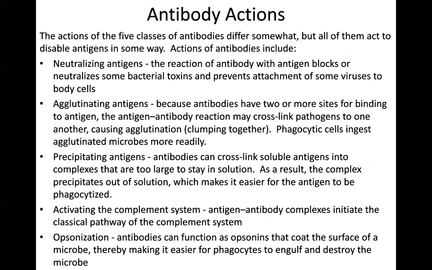Agglutinating antigens. We talked about agglutination the other day with regards to red blood cells when we were talking about blood typing. Kind of the same situation occurs here. Because antibodies have 2 or more sites for binding to an antigen, the antigen antibody reaction can cross-link pathogens to one another, causing them to clump together or agglutinate. Phagocytic cells ingest agglutinated microbes more easily.